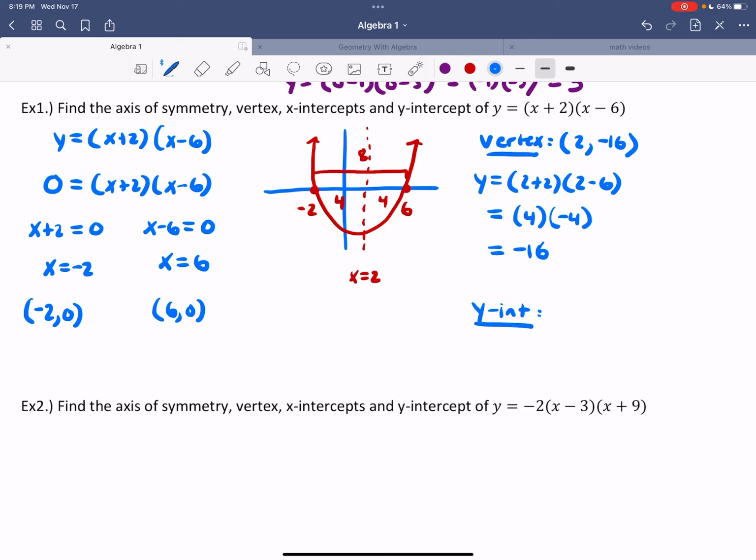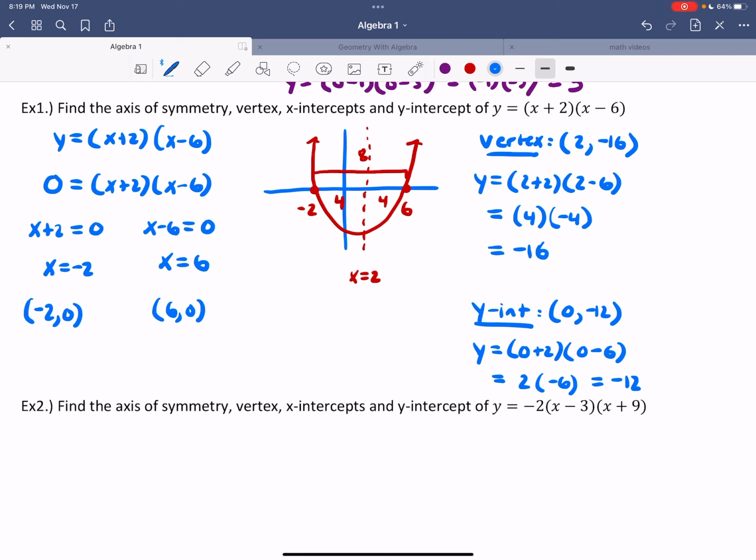So remember for the y-intercept that you let x equal 0, and you figure out what y equals. So y equals 0 plus 2 times 0 minus 6. That will end up being 2 times negative 6, which equals negative 12. So my y-intercept here is at (0, -12).